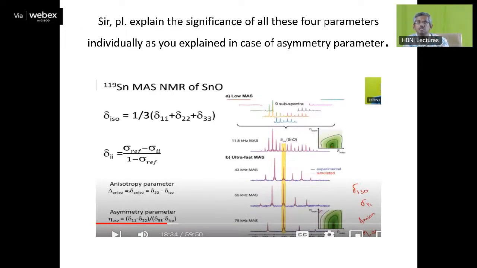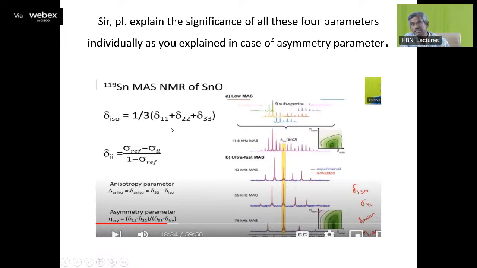Then another question asked is, please explain the significance of these 4 parameters. Very good. Today once again I will explain to you in the class. Just remember that in solids, the moment we start spinning, we get a number of side bands. You get an isotropic peak and a number of side bands, and from the side band intensity, you can calculate parameters like delta 11, delta 22, delta 33.